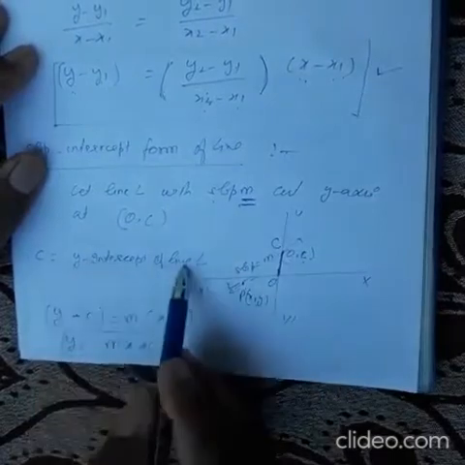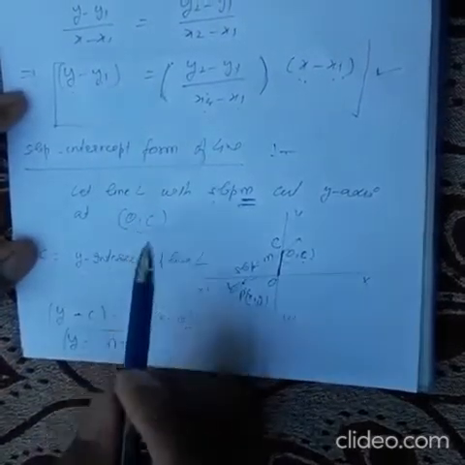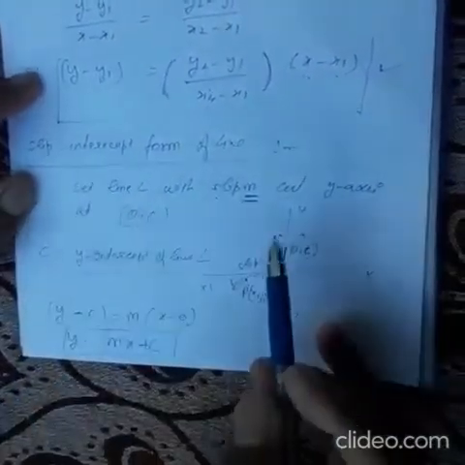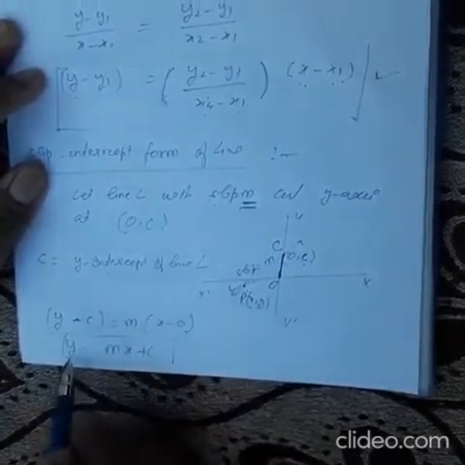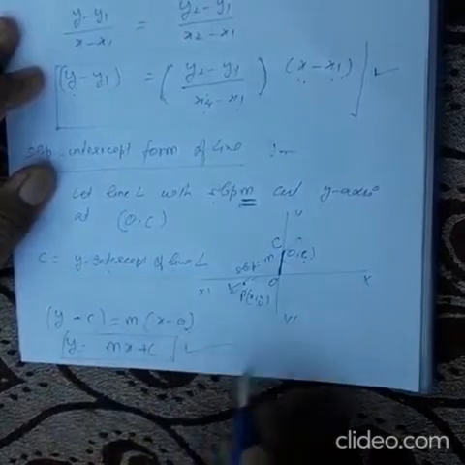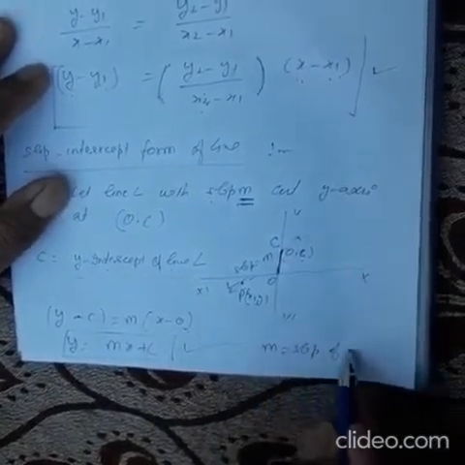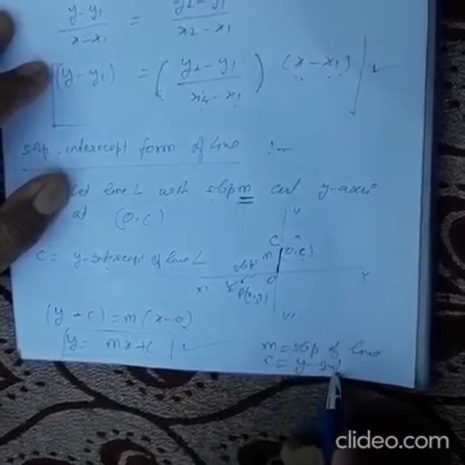If you are given the y-intercept c, using the y-intercept we can find the point like this. If you are given a point, then we can find the y-intercept, so both can be used. So the equation will be, after simplification, y is equal to mx plus c. We can use it directly, where m is the slope of the required line and c is the y-intercept.